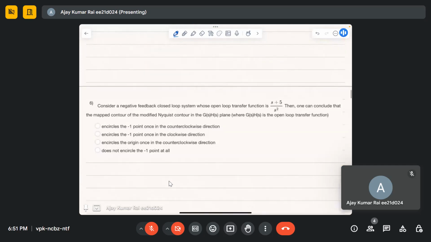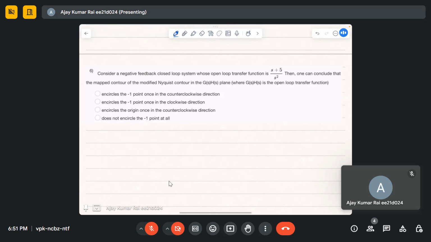Okay, we'll go to the next question. Consider a negative feedback closed loop system whose open loop transfer function is given. So this is the open loop transfer function. Here n is equal to 2 and m is equal to 1. Proper transfer function, n is greater than m. Then one can conclude that the mapped contour of the modified Nyquist contour in the GSHS plane.